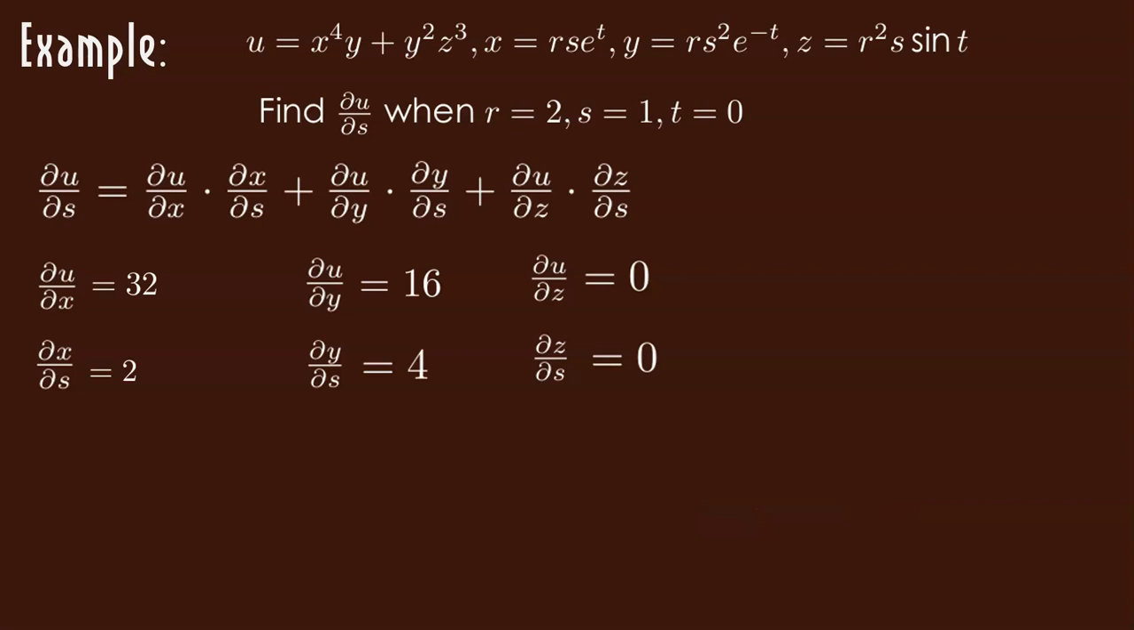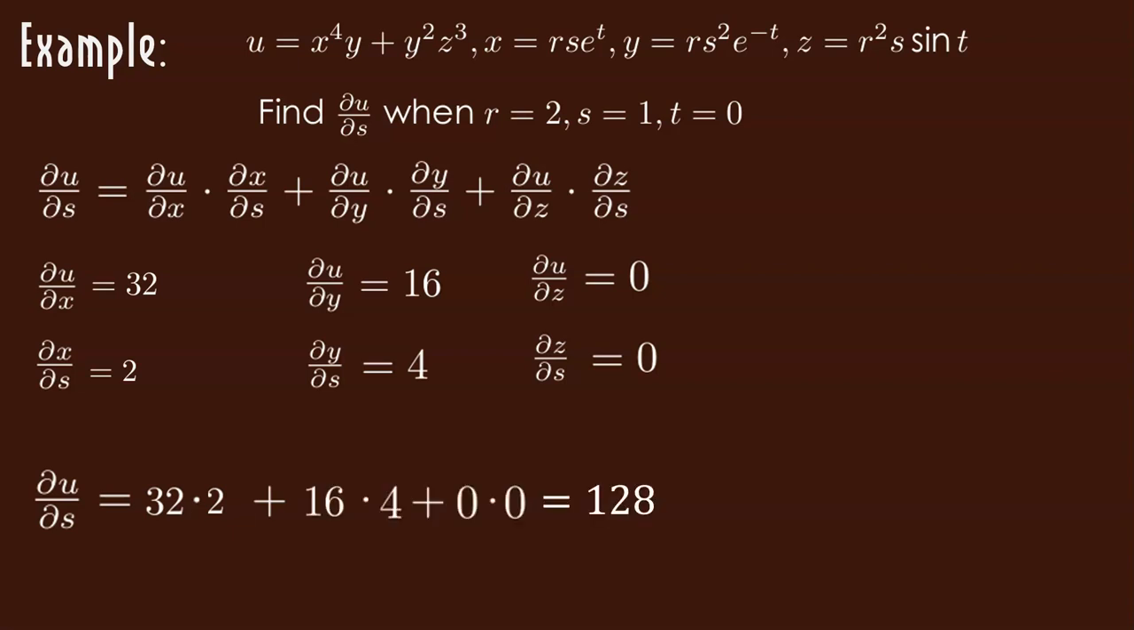Let's plug all this stuff into the equation. Partial of u with respect to s. I have 32 times 2, I have 16 times 4, and I have 0 times 0, giving me a final solution of 128.